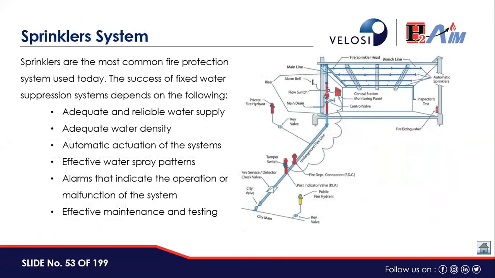Sprinkler systems we see always in car parks and normal buildings, and they're also part of the hydrocarbon industry. The main purpose of a sprinkler system is the cooling and the extinction of normal fires, right? Sprinklers are the most common fire protection system used today. The success of a fixed water suppression system depends on the following: adequate and reliable water supply, adequate water density, automated actuation of the system, effective water spray patterns, alarms that indicate the operation or the malfunction of the system, and effective maintenance and testing of the system as well.